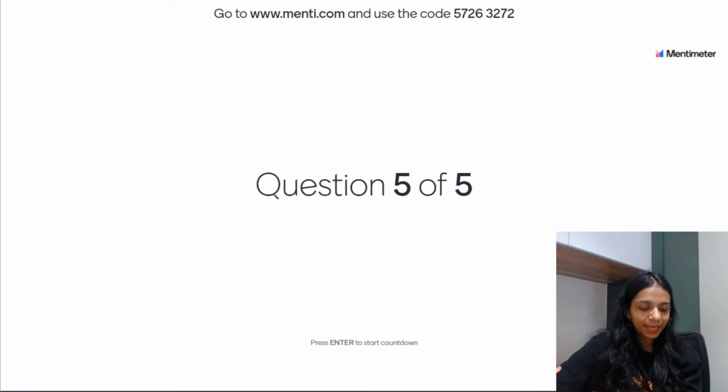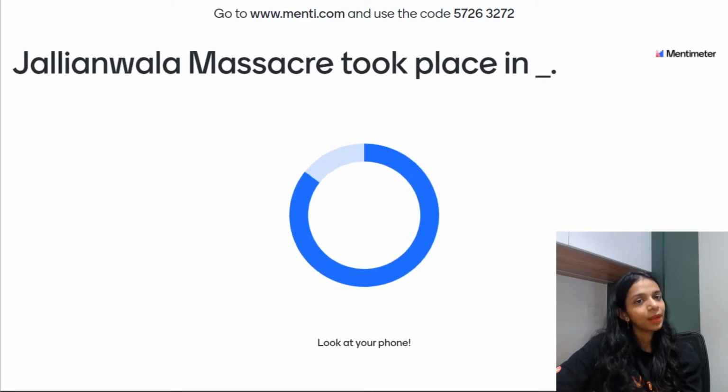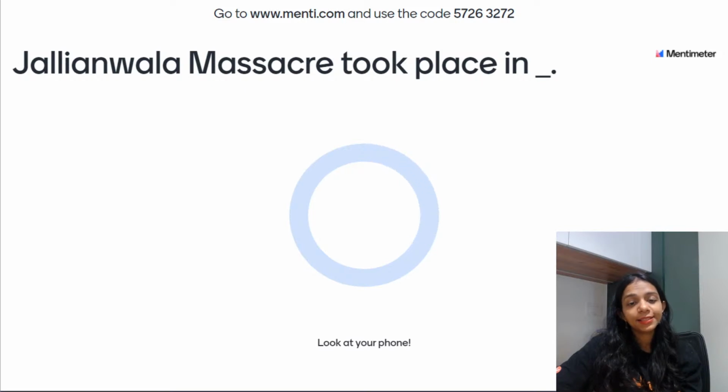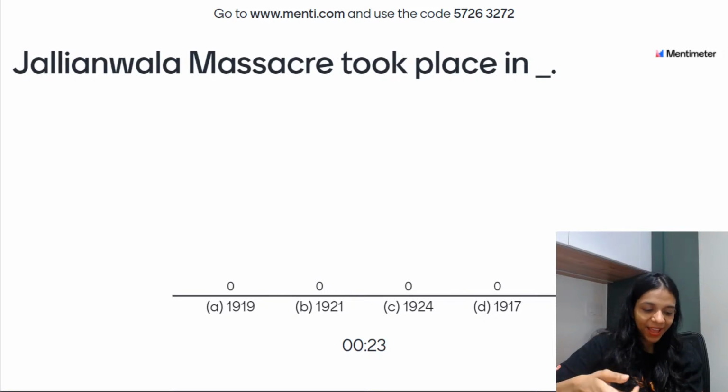Are you ready? Question number 5 is, Jallianwala Bagh जो massacre था, when did it take place? 1919, 1921, 1924 or 1917? Where नहीं when? Quickly, quickly.